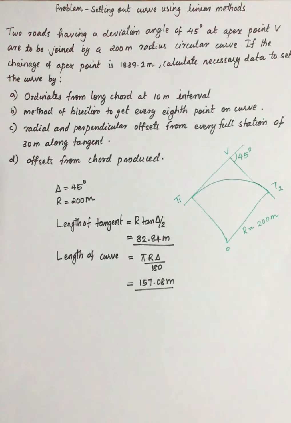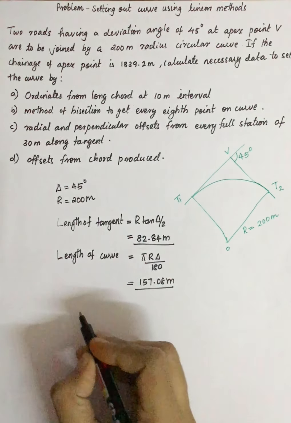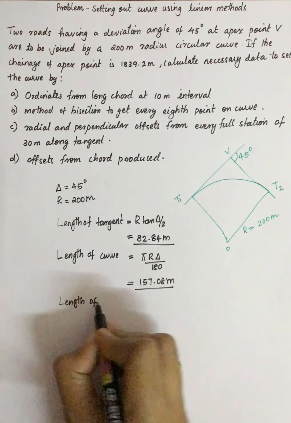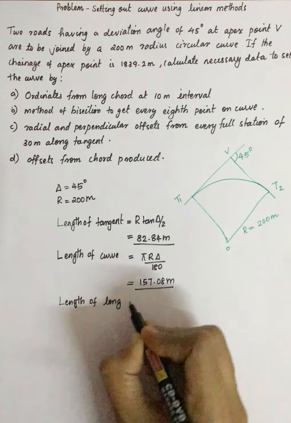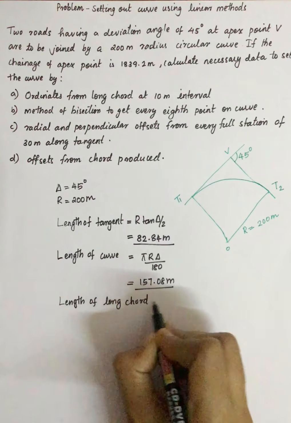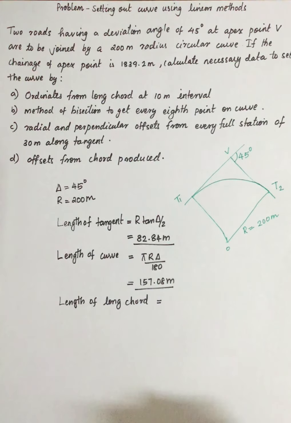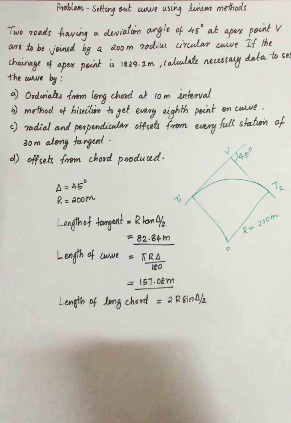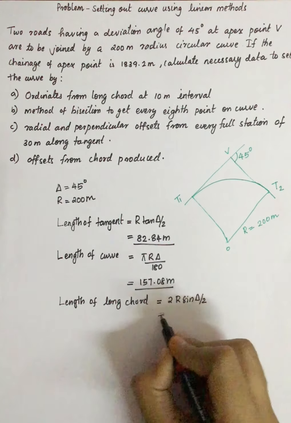Now you need to calculate the length of the long chord, right? Length of long chord is equal to 2R sine delta by 2. So when you substitute the value of R and delta, you will get the value as 153.07 meters.